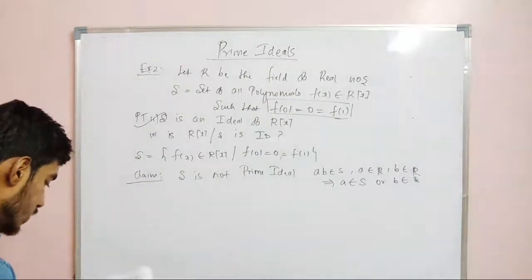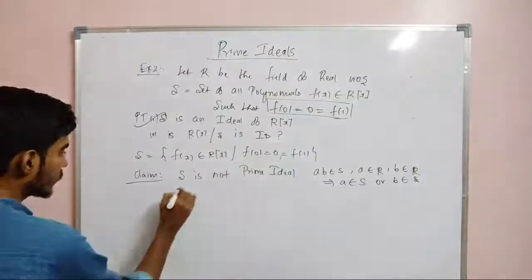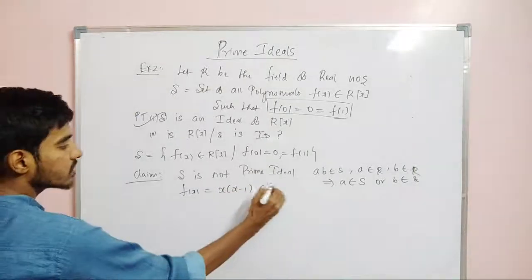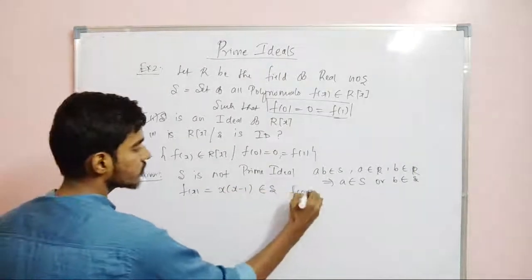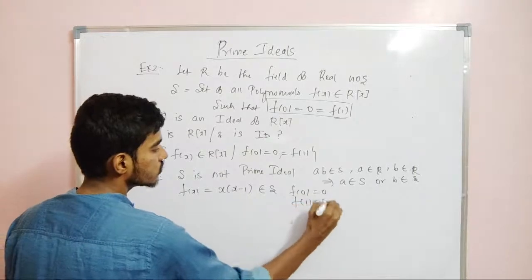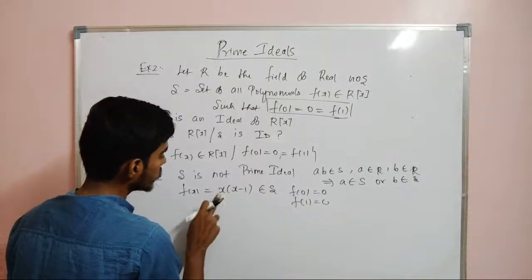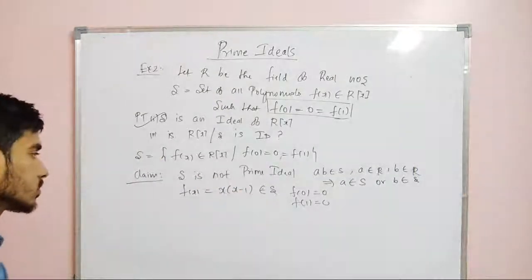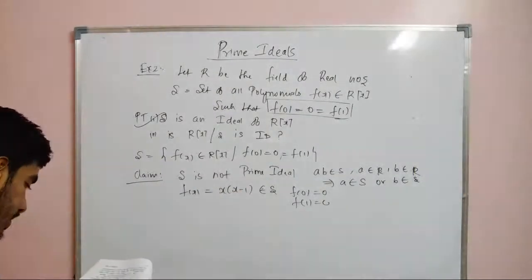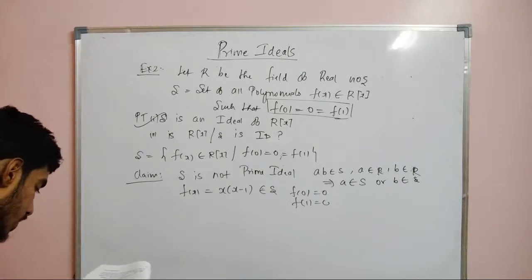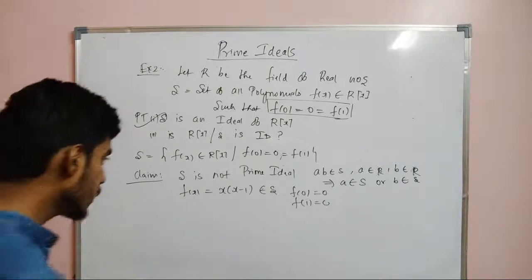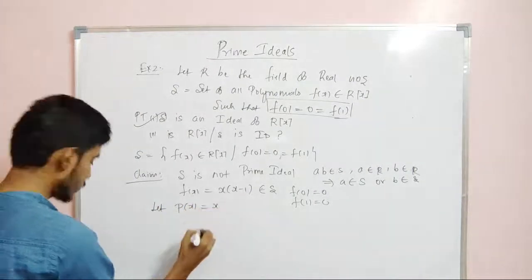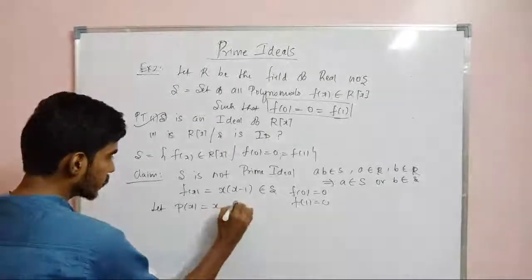So for that, what we will do is, let us take a function f of x is equal to x into x minus 1. This belongs to S. Why? Because f of 0 is again 0 and f of 1 is also 0, because 0 into 0 is 0, 1 into 0 is again 0. So therefore this belongs to S, right? Thus f of x belongs to S. Now let us take P of x is equal to x, and let us take Q of x is equal to x minus 1.